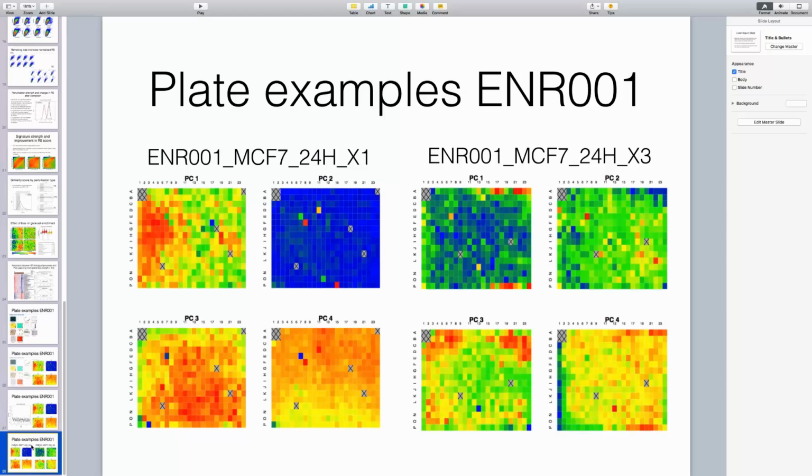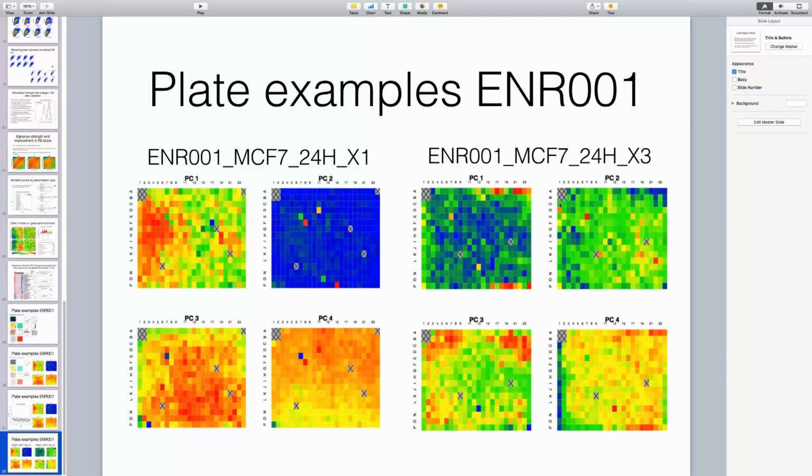The edge effect is a known problem, where the humidity on the outer wells is not the same as inside the plate. So often in experiments, people will not even plate those. They will just put water in it. These are 2 different plates, but it's basically the same plate design. It's the same cell line, same time point, but the biases are distributed completely different.